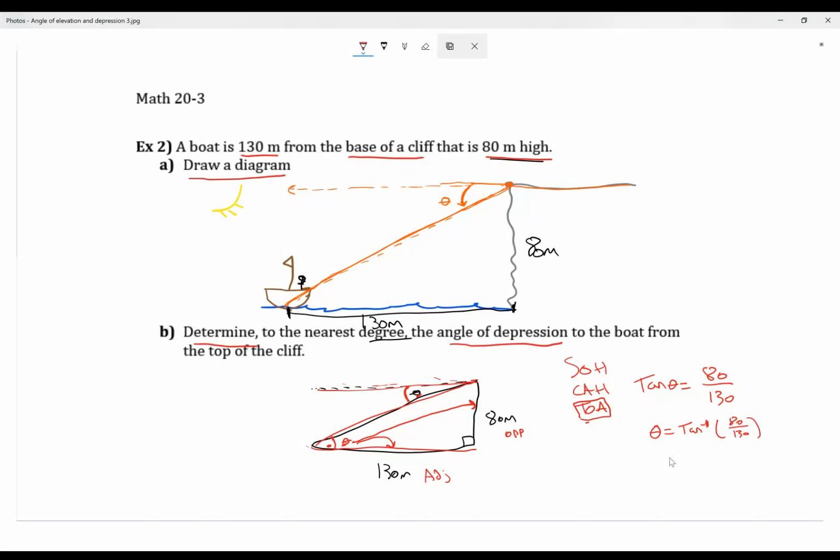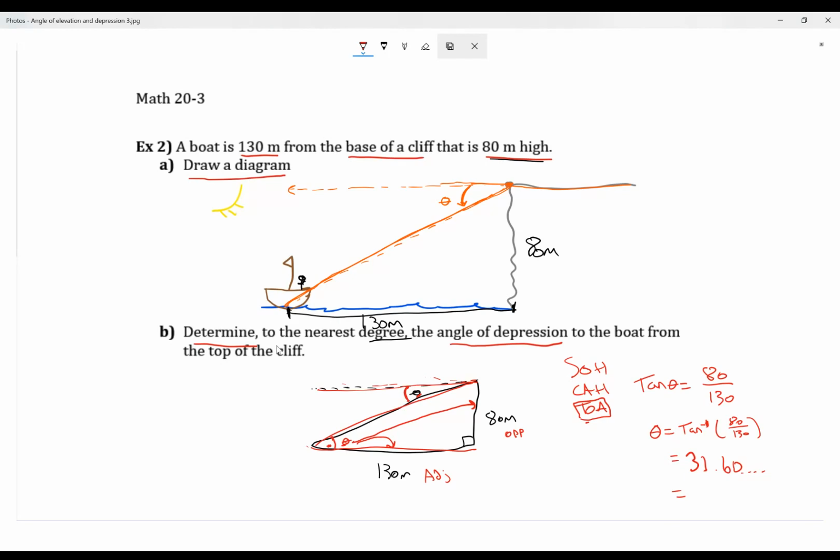Remember, your calculator has to be in degree mode when you do this. I've had a couple people ask me how to get their calculator into degree mode, and if you're not sure, you can ask me and I will do it for you. So in your calculator, you go second function tan of 80 divided by 130, and you should get an answer of 31.6 and change.